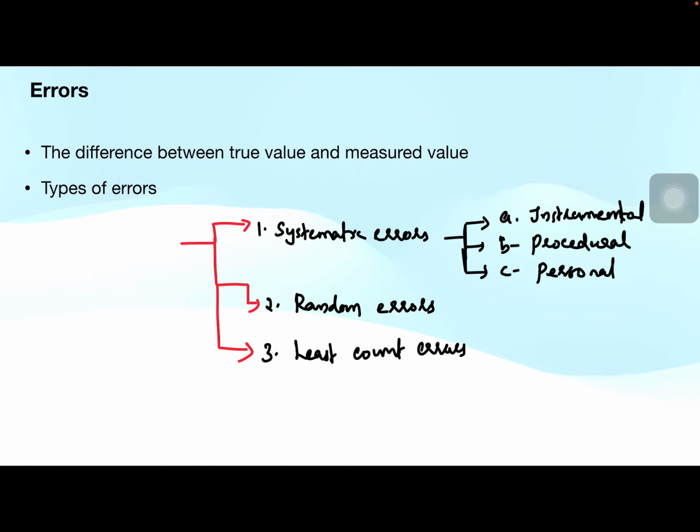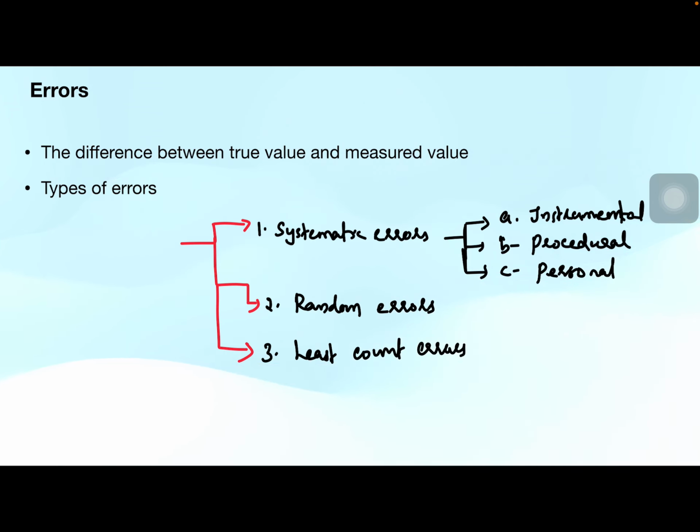Systematic errors are again classified into 3 types: instrumental errors, procedural errors, and personal errors. These are simple terms. Instrumental error is the error because of a problem with the instrument that we are using to measure. Wear and tear of the scale, or other problems with the measuring instrument, result in some errors. That type of error is known as instrumental error.